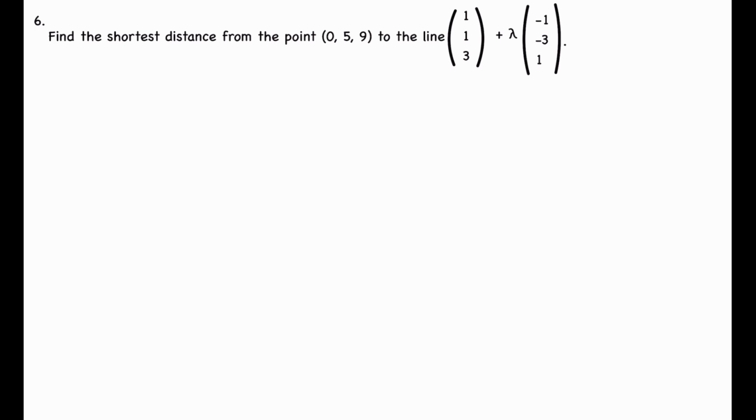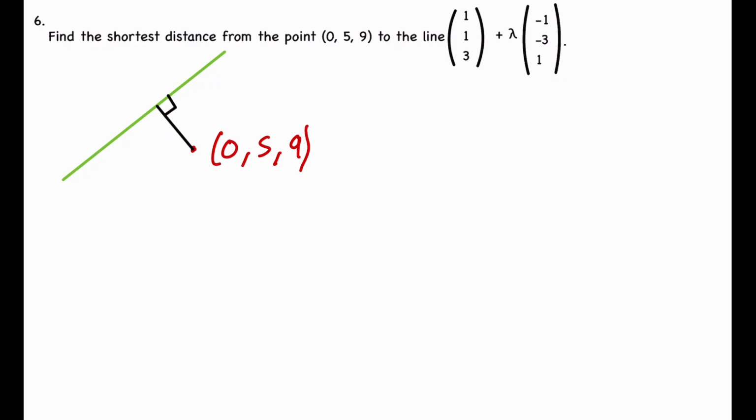So if we were to draw this out, we would have a line that looks something like this, and a point that looks something like this, which is (0, 5, 9). And to find the shortest distance, it would look something like this. The shortest distance would be at a right angle from the line.